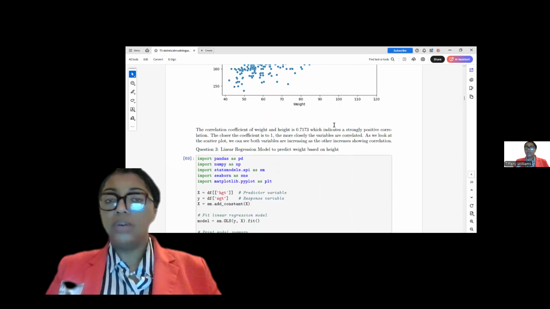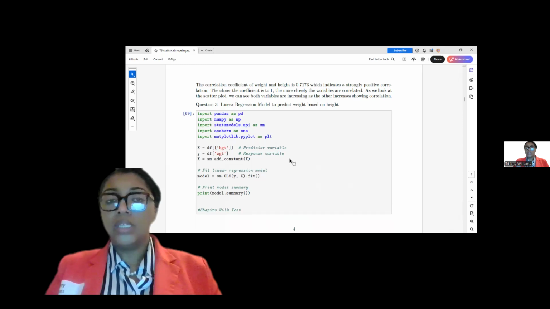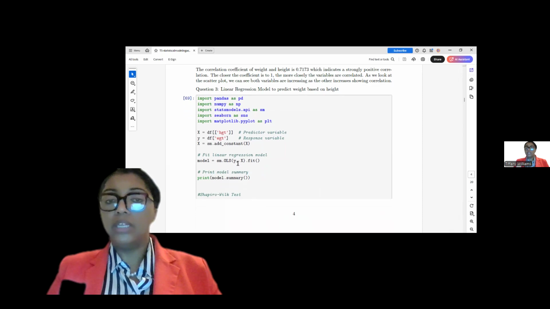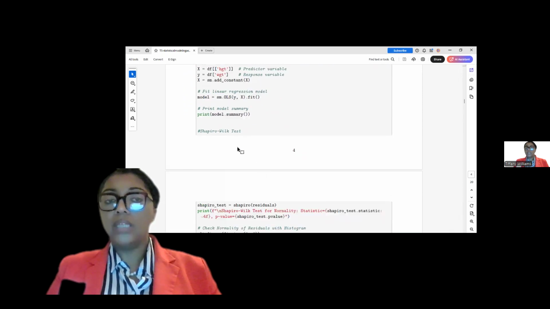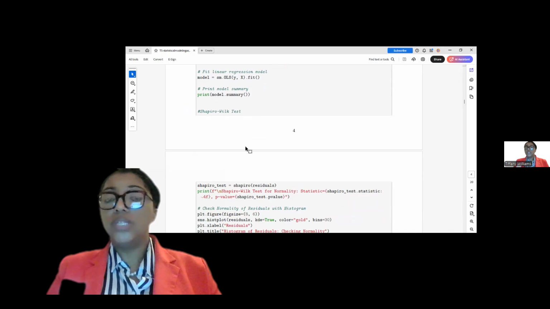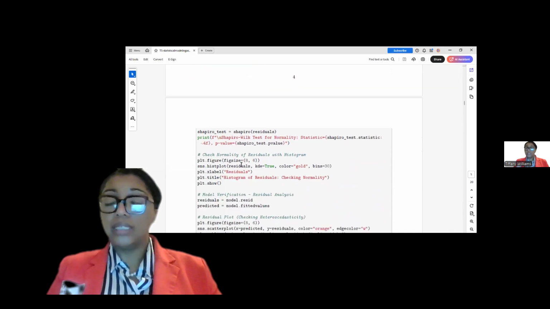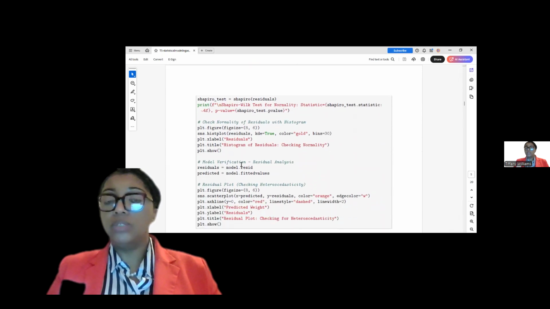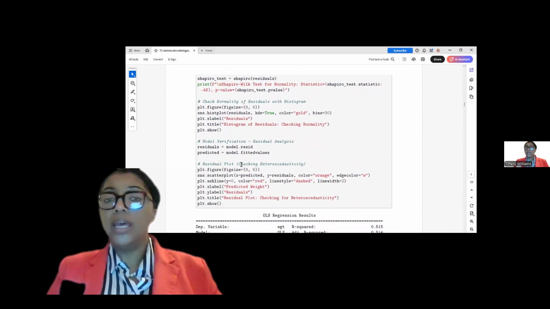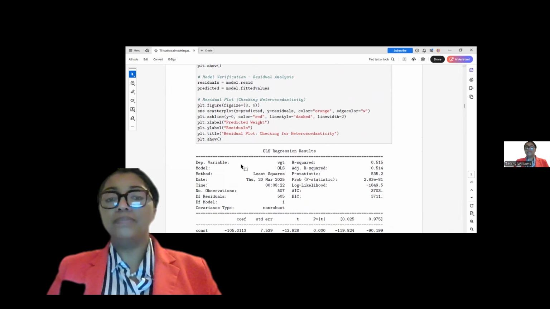Next, we look at a linear regression model, and we're predicting weight based on height. So height is our independent variable, and weight is our dependent variable. We add our intercept in, and we do our linear regression model. And we also use the Shapiro-Wilk test to test for normality. We'll see that visualization, as well as do some residual analysis to check for heteroscedasticity. Hopefully I'm saying that right.